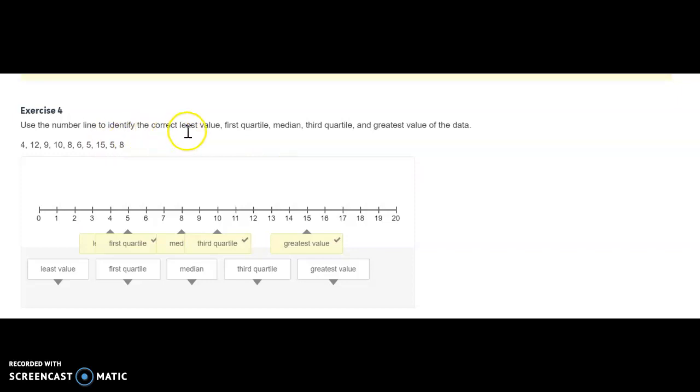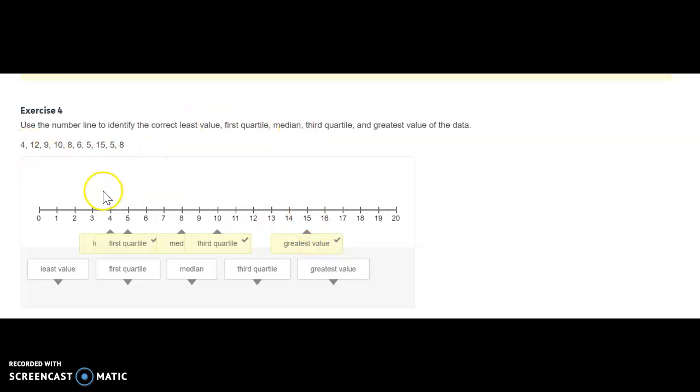Use the number line to correct the least value. Well, the least value numbered here is 4. So we plug in 4. First quarter, median, third quarter, greatest value of the data. Well, the greatest value of this data is going to be 15. So it's going to go right here. Then we want to know the median.